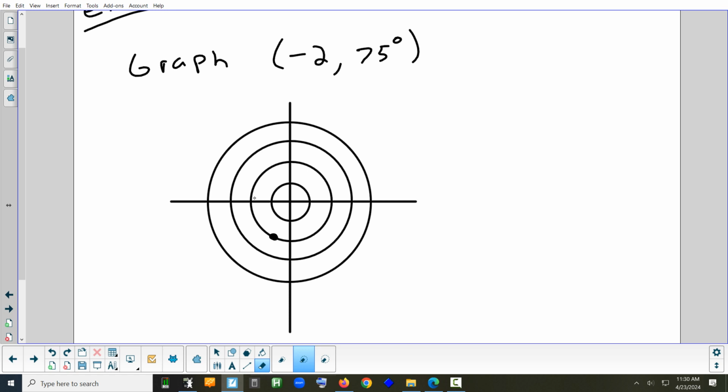If you accidentally go on the wrong circle, then that I wouldn't accept either. Like if you did this down here, well that's -375, not -2. Any question on that one?